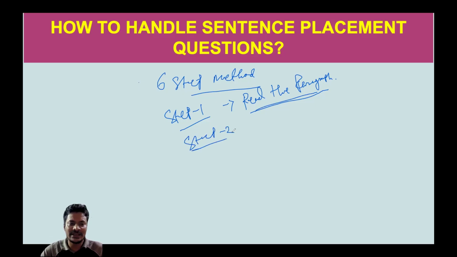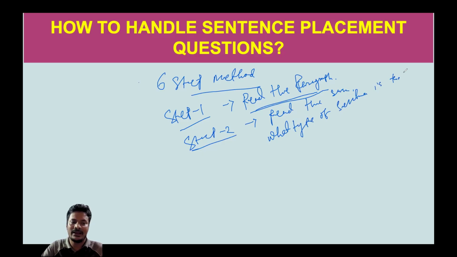Step two: you go to the sentence and read the sentence alone. When you read the sentence alone, you ask, what type of sentence is this? Your question should be, what type of sentence is this? It means, is the sentence describing?